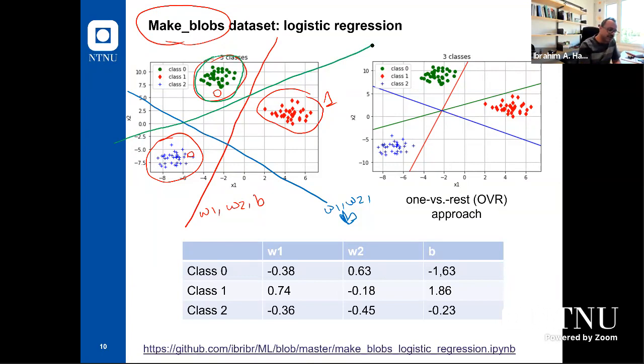This line also will have its own parameters, omega 1, omega 2, and bias. So now we have 3 lines, and each line has been generated by a perceptron. So we should expect that we will have 3 perceptrons. So Magnus, do you have any question?